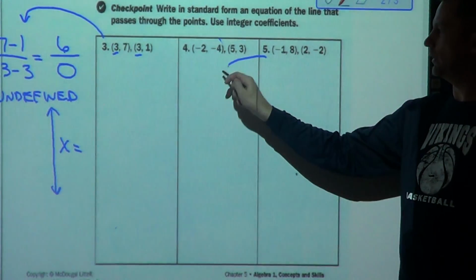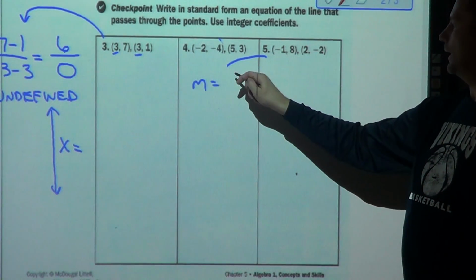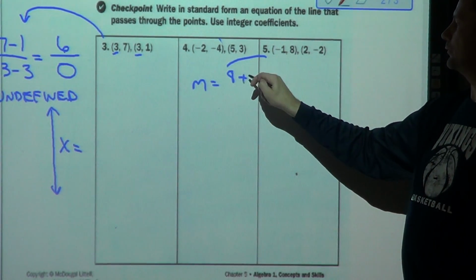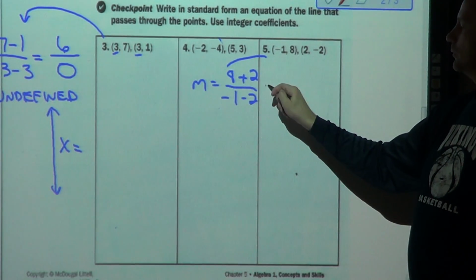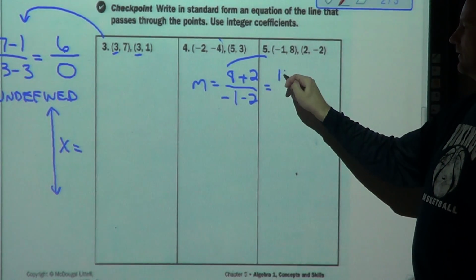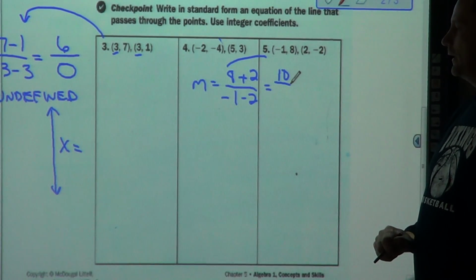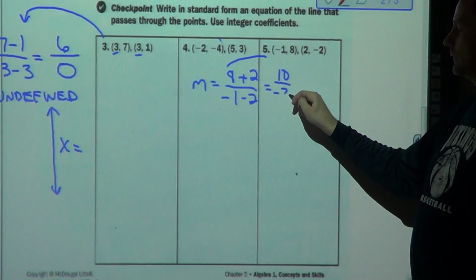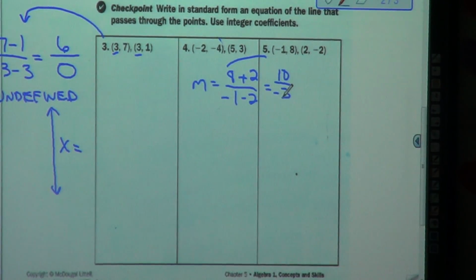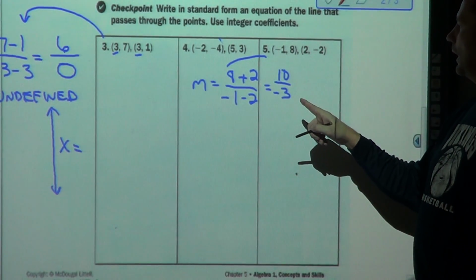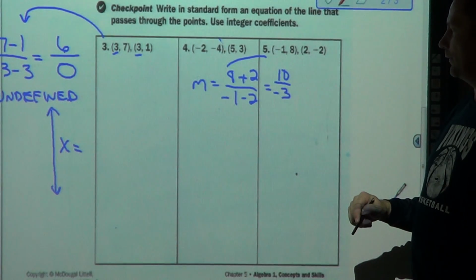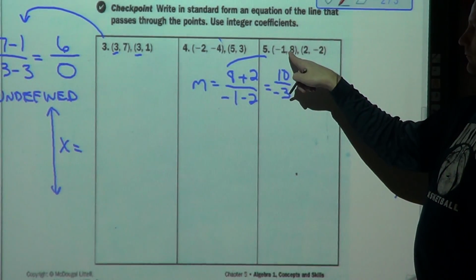Okay, so the first thing we do here is we find the slope. 8 minus a -2 is +2, and then -1 minus 2. So 8 and 2 is 10. -1 and -2 make -3. So my slope is going to be a fraction. Eventually we're going to have to get rid of this fraction. Okay, my slope is going to be -10/3. Okay, so I'm going to use the first point.